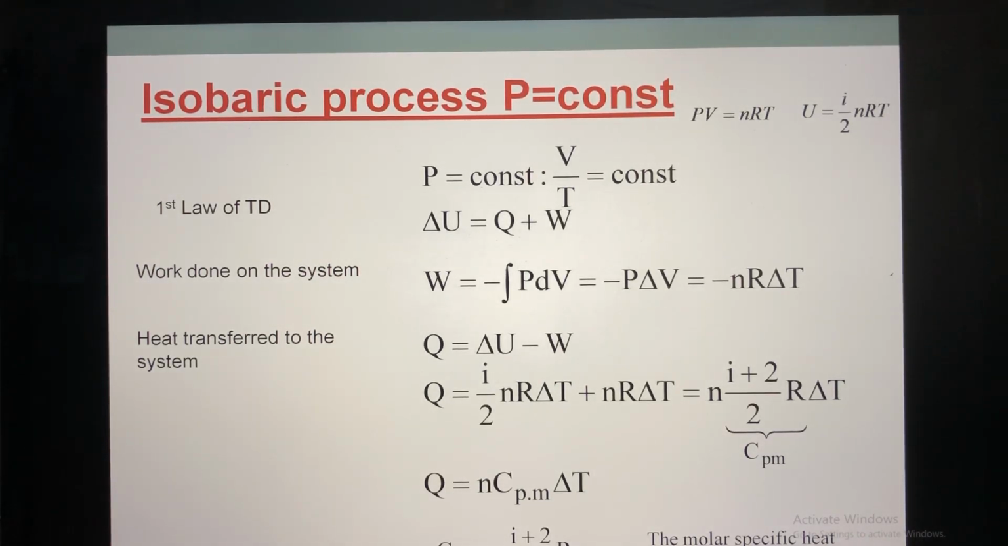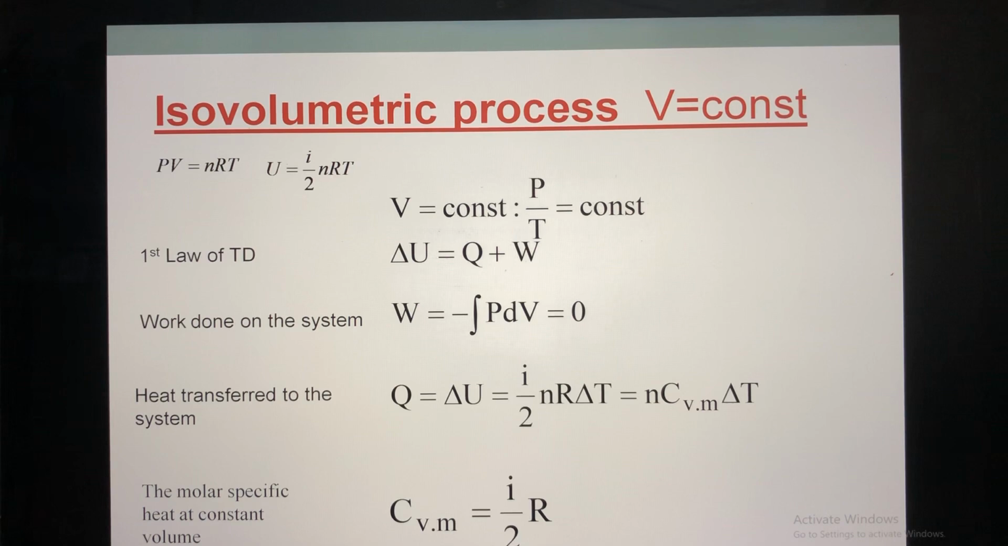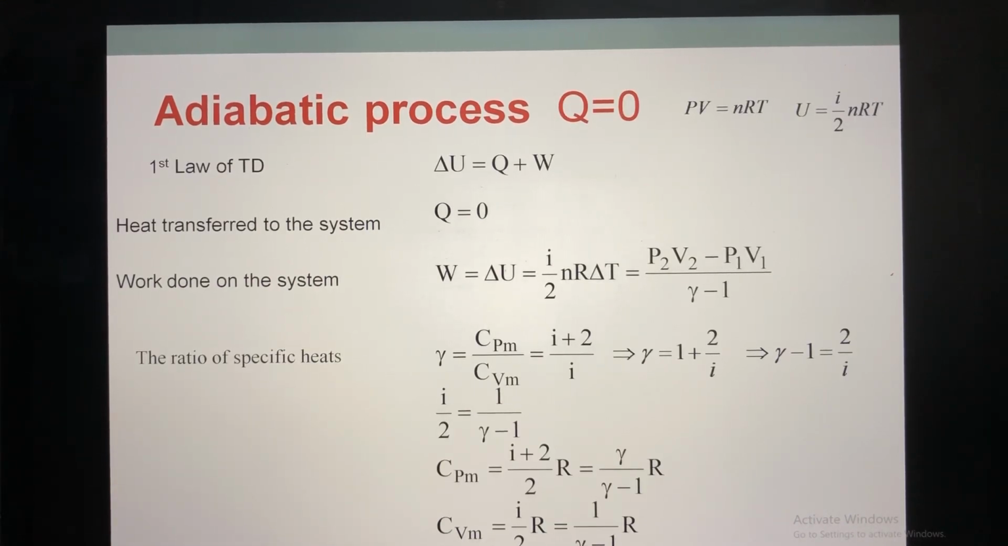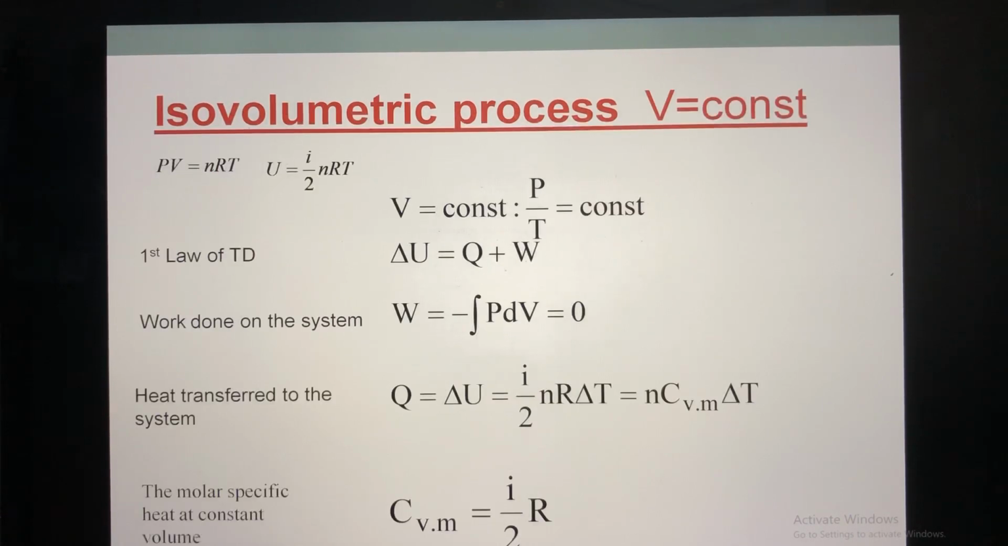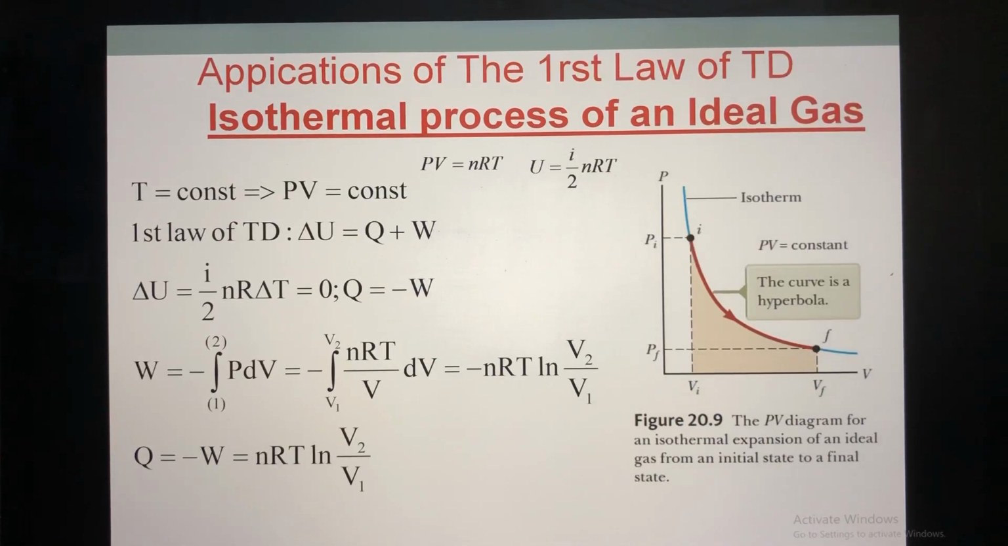Isobaric, that means pressure is constant. Isovolumetric, that means the volume is constant. And adiabatic, so the heat is equal to 0. So we go one by one, okay?